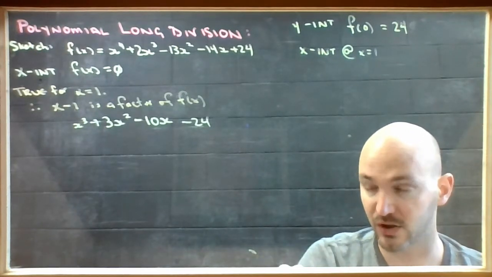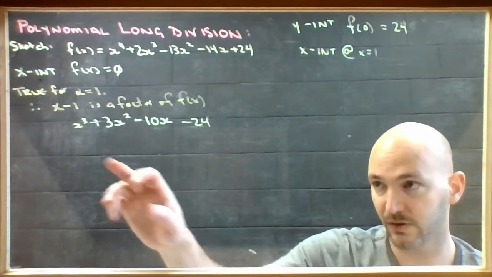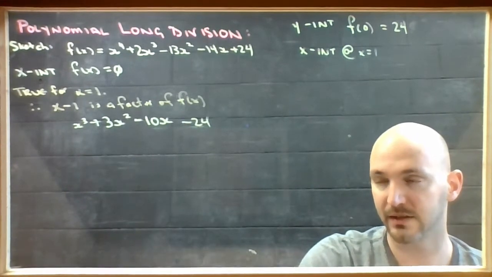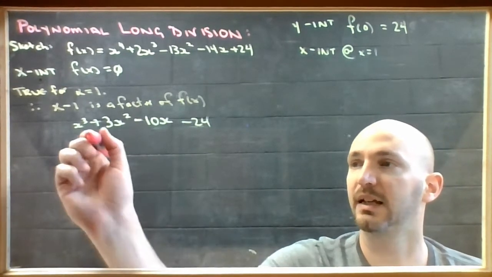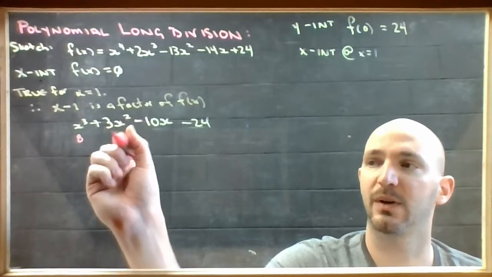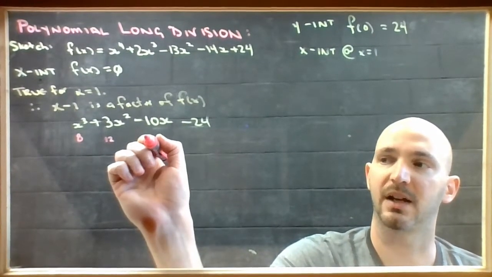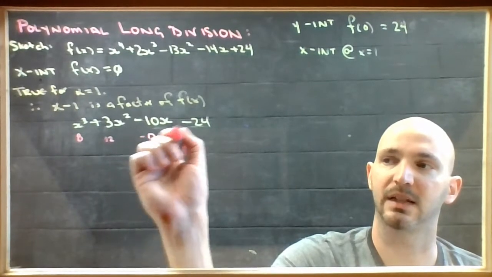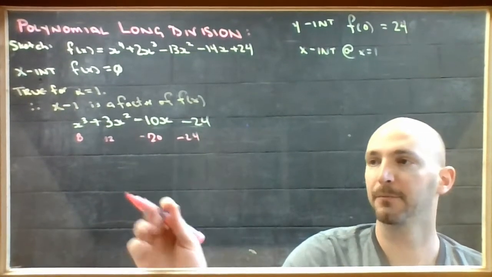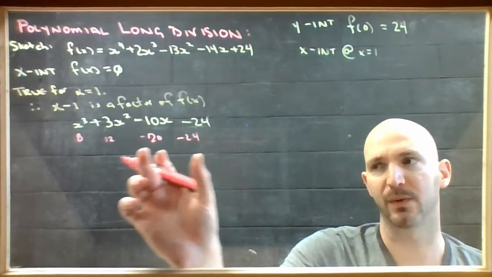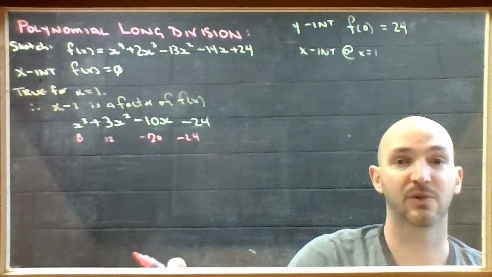So I'm going to try 2. So 2 cubed would be 8. Let's see, 8. 2 squared is 4, times 3 would be 12. 2 times negative 10 is negative 20, minus 24. That's minus 44 and only 20, so 2 doesn't work.